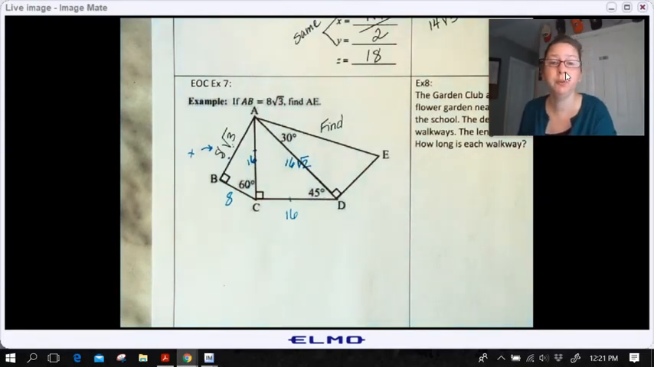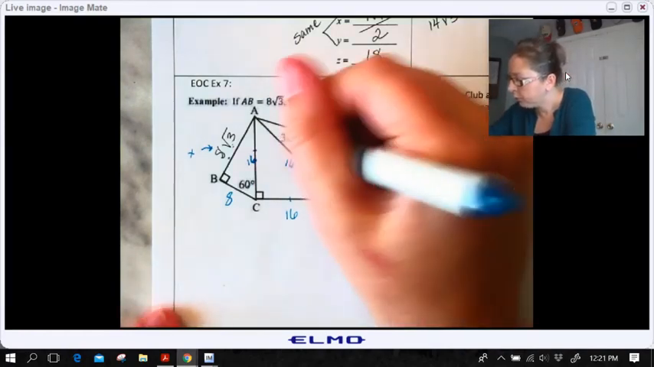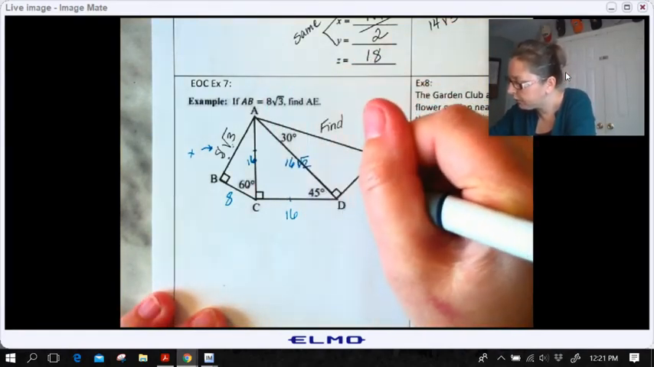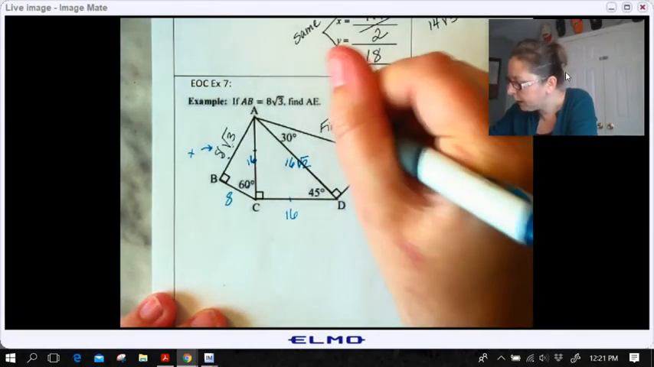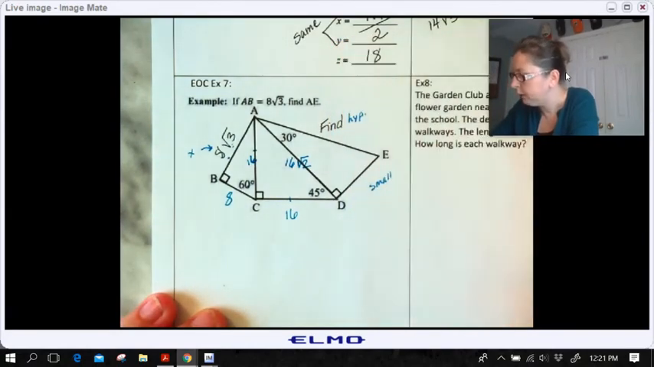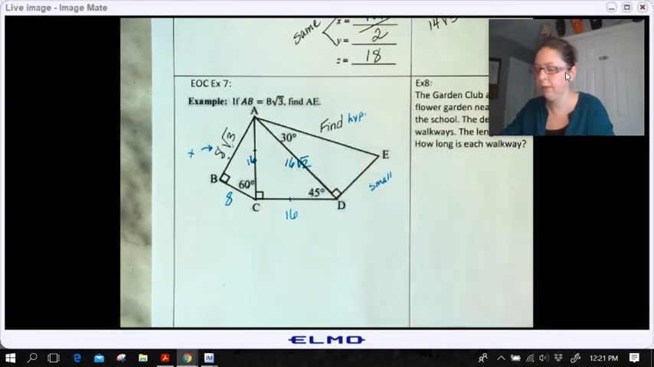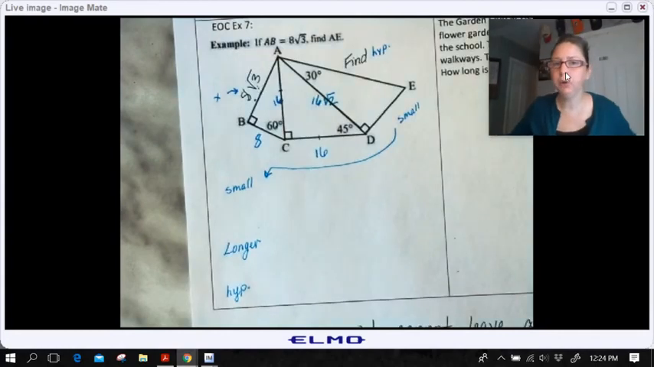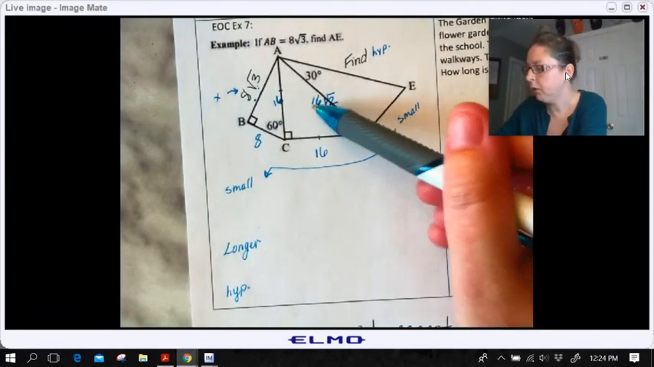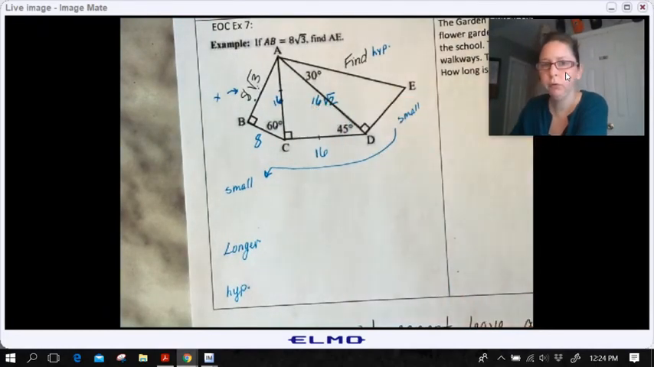And now I'm back to a 30, 60, 90-degree triangle. So the 30-degree angle is here. So this is the small side. This will be the hypotenuse. And so what I have is the longer side that I know of, okay? Okay, so here's what I'm going to do. I know that my longer side is 16 square roots of 2.